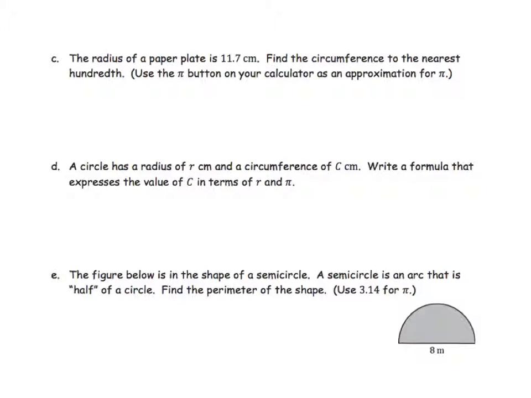Alright, the next two are very, very similar to what we just did, except now notice it says you're rounding to the nearest hundredth, and it says to use the button on your calculator. So I would like you to try this one. Read this one carefully, because now it says write a formula that expresses the value of C in terms of R and pi, and we've already done that. Can you tell me what the formula is? And then this is about half of one. So think about if you only had half a circle and this extra part, how you would find this perimeter. Alright, see what you can do and come back.